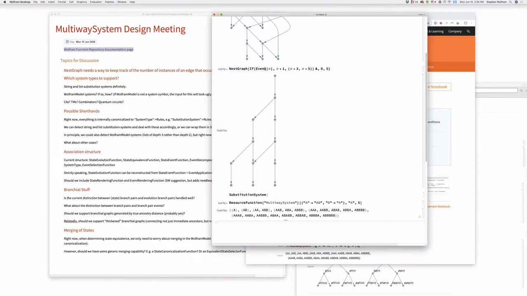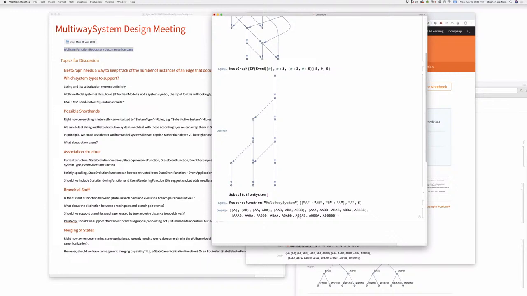Although there are some significant issues that I faced with having resource function wrappers to do with mismatched contexts and things. But we may be able to hack around that. Okay. Well, isn't the Wolfram model function already in the function repository? Yes, it is. The issue is when you call a Wolfram model wrapper, at least with the resource function version of multi-way system.